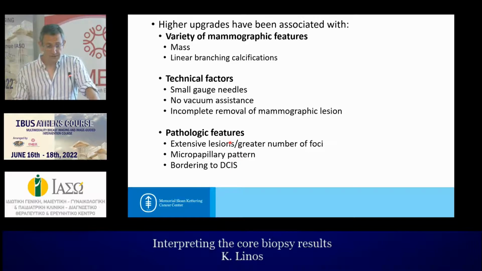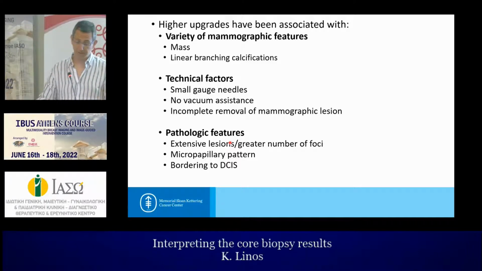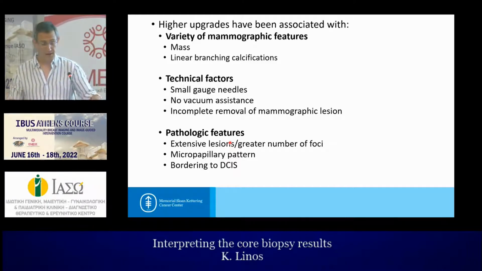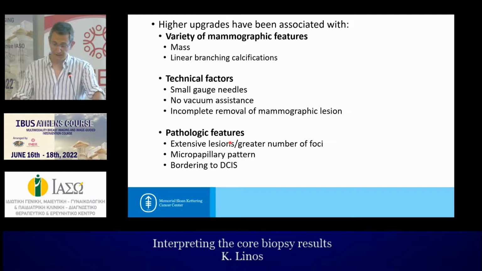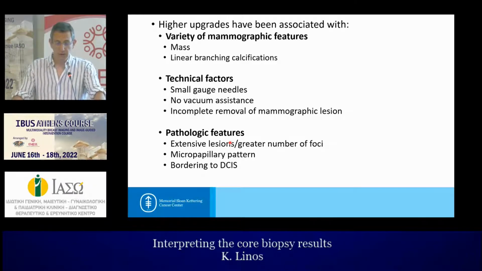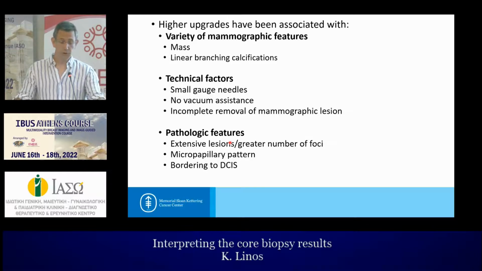The higher upgrades, there are a number of factors that have been associated with. There's the variety of mammographic features. You have a mass, or you're having linear branching calcifications. Technical factors, what kind of needle did you use? Of course, if you have a small gauge needle, then the upgrade is going to be higher.